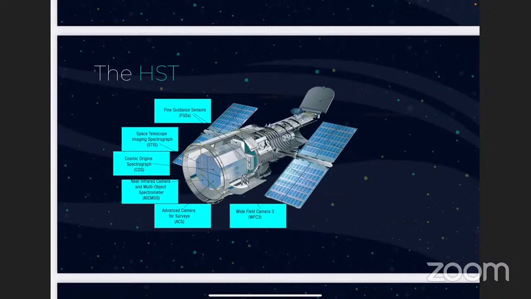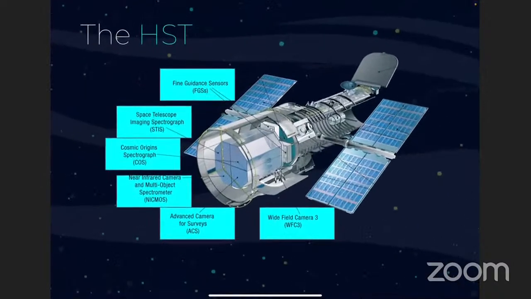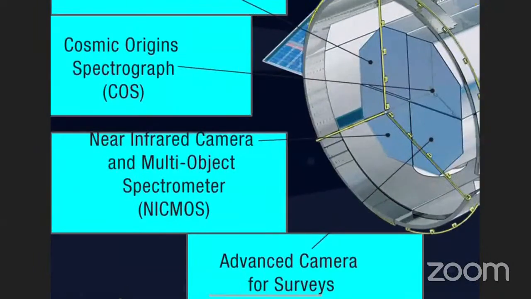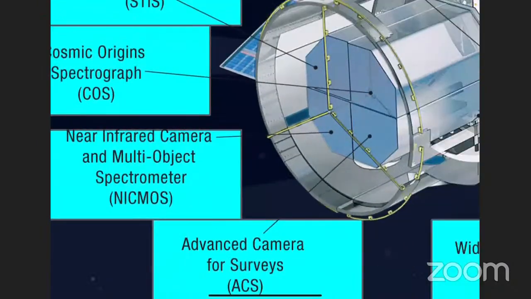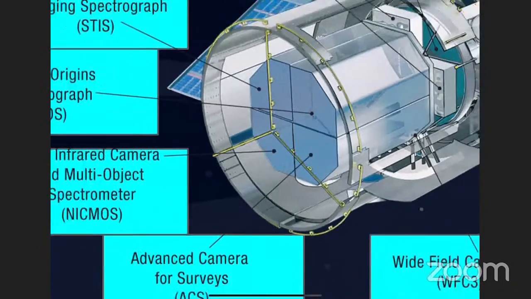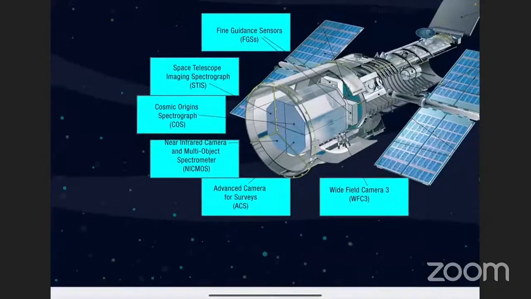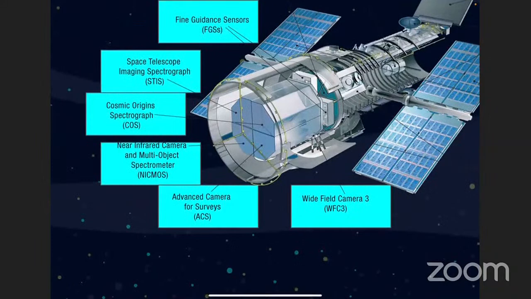Number 5, we have the near infrared camera and multi-object spectrometer. Right over here, NICMOS for short, this panel at the bottom left. Basically, it is sensitive to infrared light, which reveals details about distant galaxies, planets, and solar systems, and star formations that are not available in visible light.